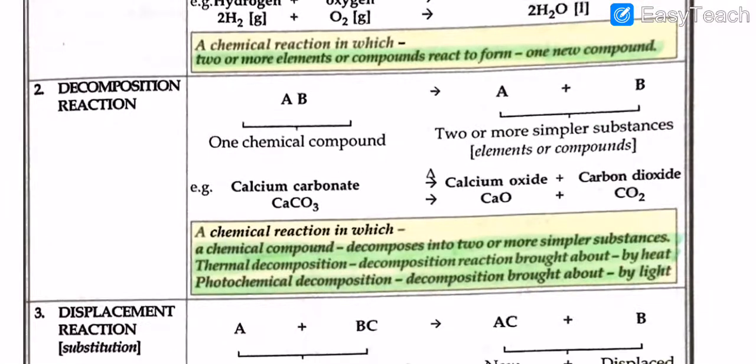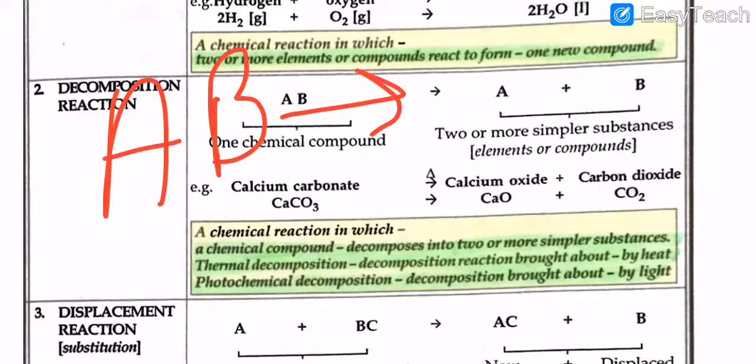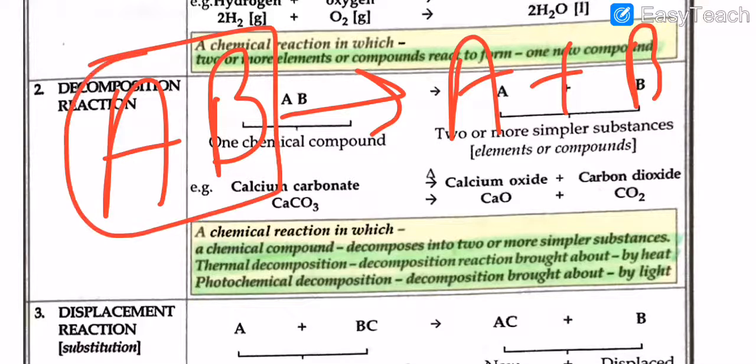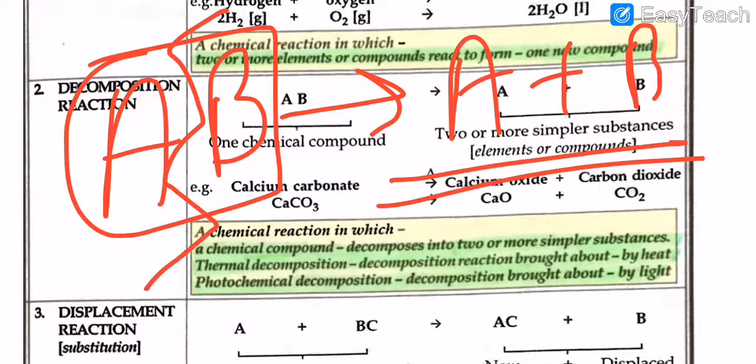Similarly, in decomposition reaction, AB, as in only one chemical compound, is forming 2 or more products, A plus B. So it is decomposing. It is splitting up to form 2 or more compounds. Or you can say plus C also, it can be there, who knows.